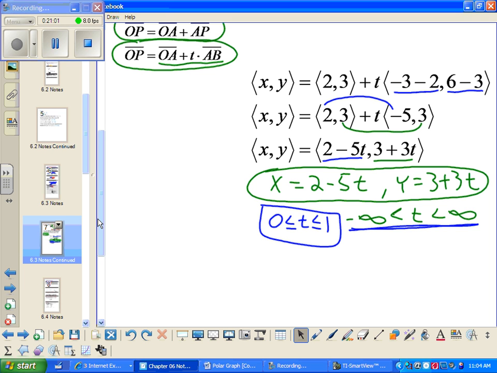That's the first lesson on 6.3. The second lesson will then apply some real-life problems and word examples.